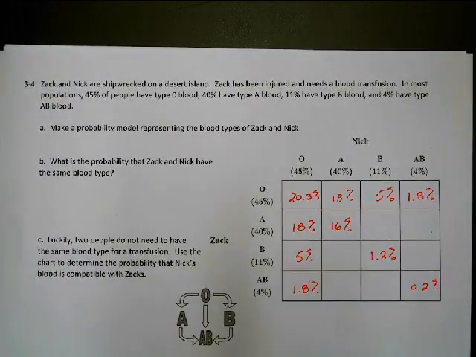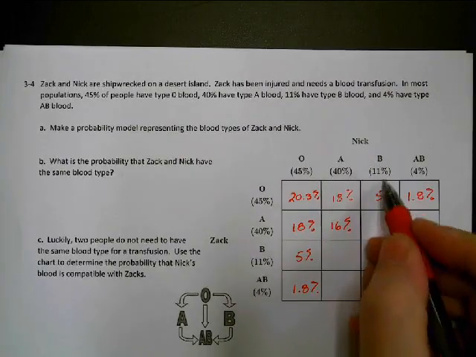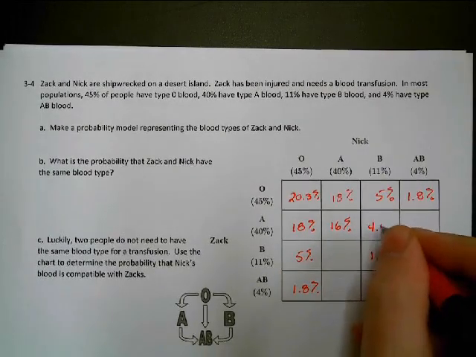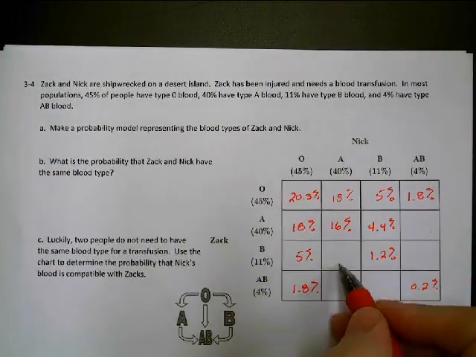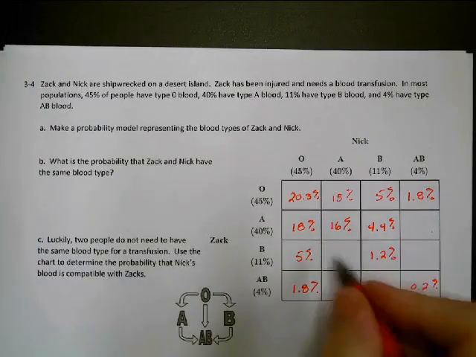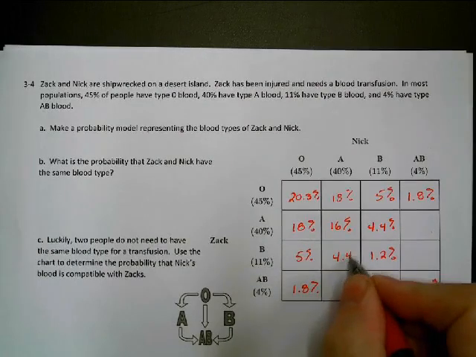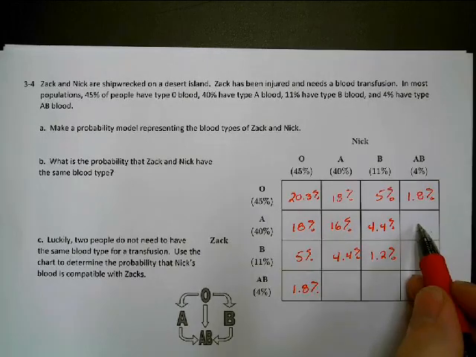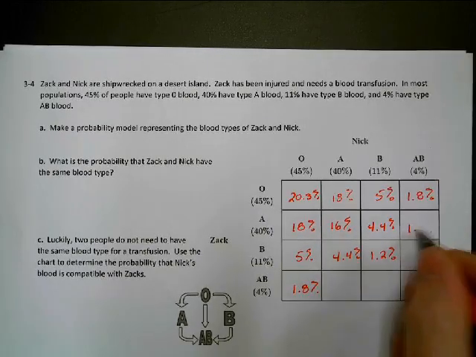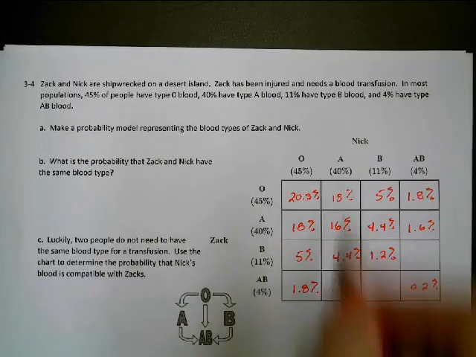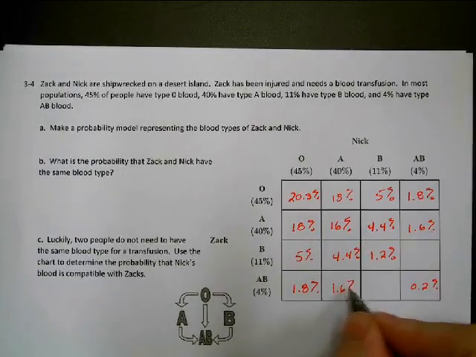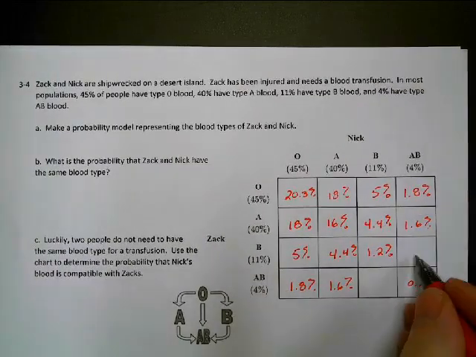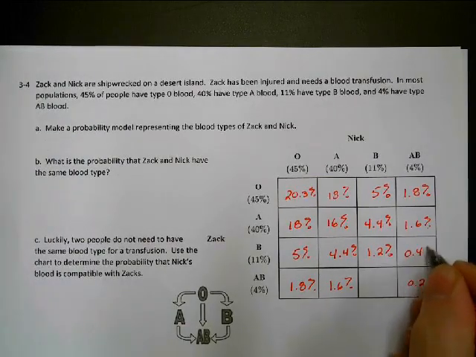Let's see, B and A blood, 0.4 times 0.11, that would be 4.4%. And here's A and B again, just with a different combination with Nick and Zach instead. So this is 4.4. Then we've got AB blood with A blood, so 0.4 times 0.04. That comes out to 1.6. And it's the same over here. Here's A blood and AB blood, 1.6. And then our last one, AB and B. So that's 0.04 times 0.11. And that comes out to 0.4%. And this is the same thing, B and AB. So 0.4%.